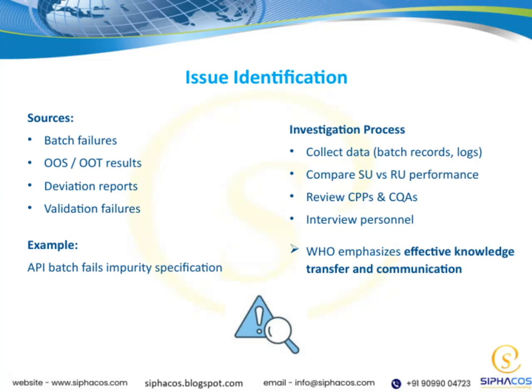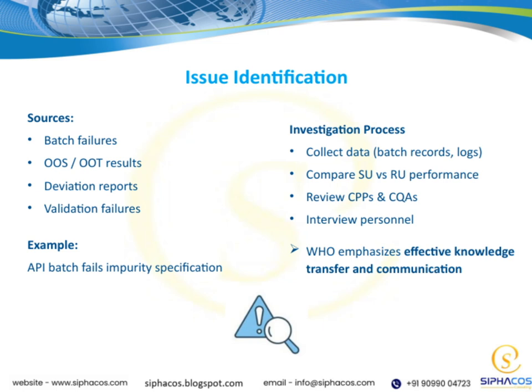Let's walk through the investigation process. First, we start by collecting data, which includes batch records and logs. This helps us gather all relevant information from the production process. Next, we compare the performance of the succession unit, or SU, versus the raw unit, or RU. This comparison can reveal differences or issues that might be causing problems.